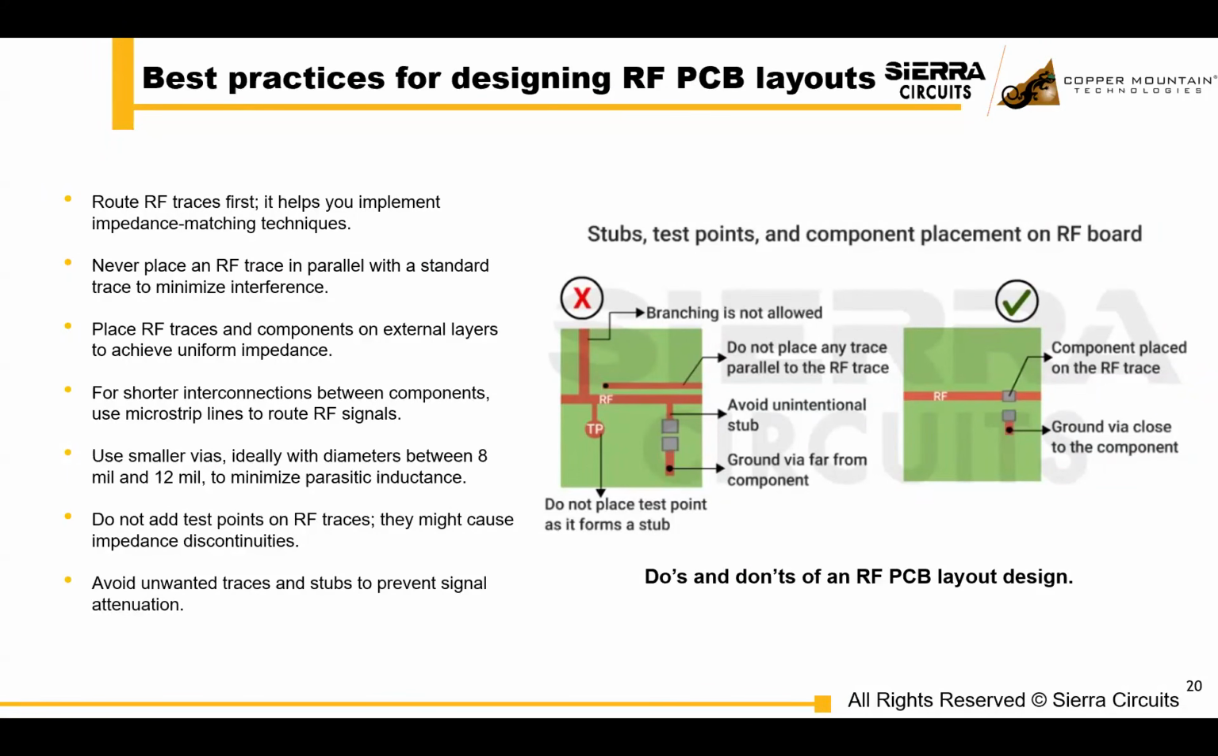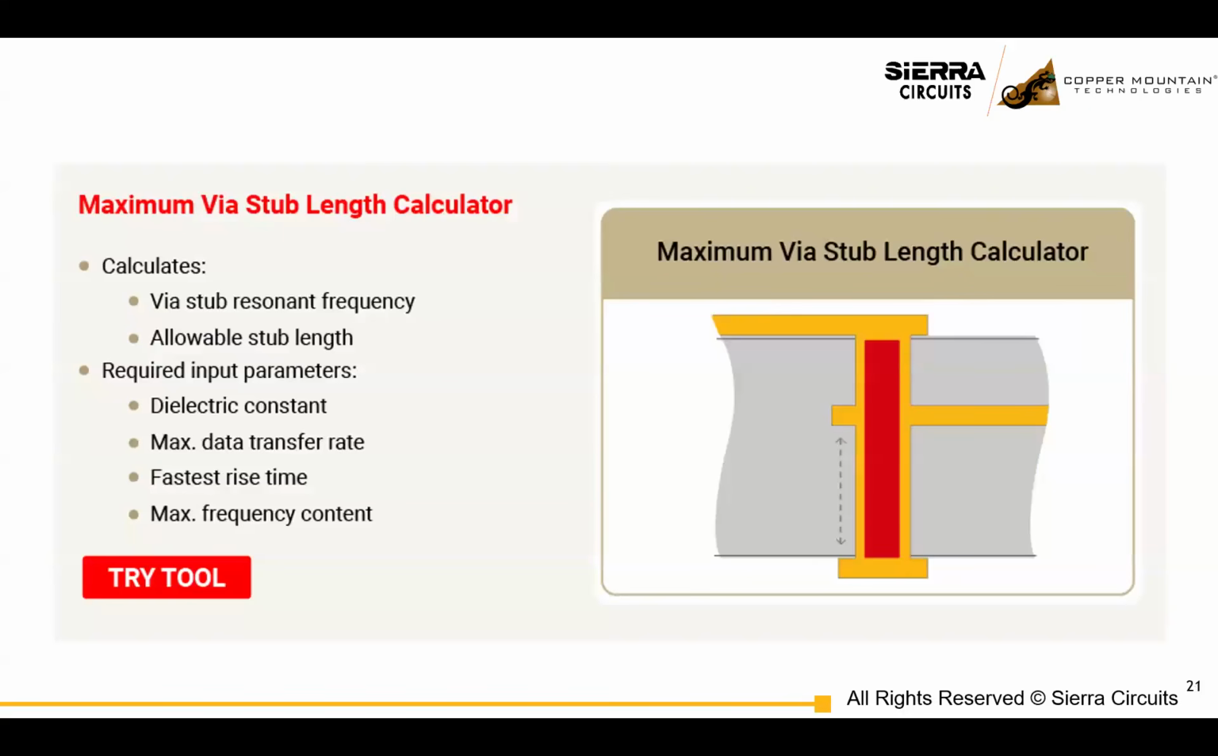Use smaller vias, ideally with diameters between 8 and 12, to minimize parasitic inductance. Do not add test points on RF traces. This might cause impedance discontinuities. Avoid unwanted trace and via stubs to prevent signal attenuation. All great advice. So I think we have another demo, the via stub length calculator. So I'll pass it over.